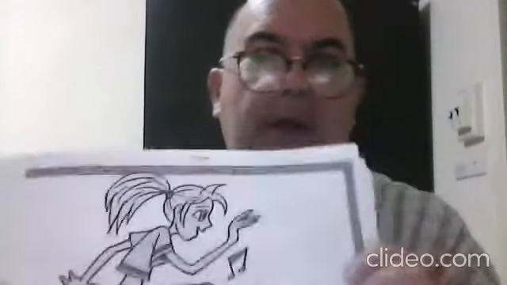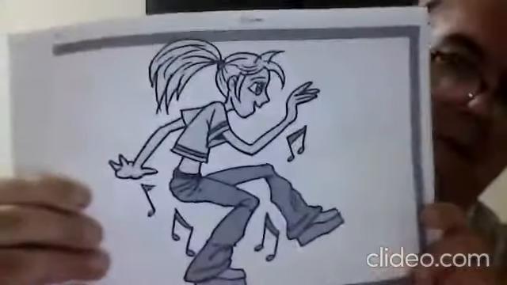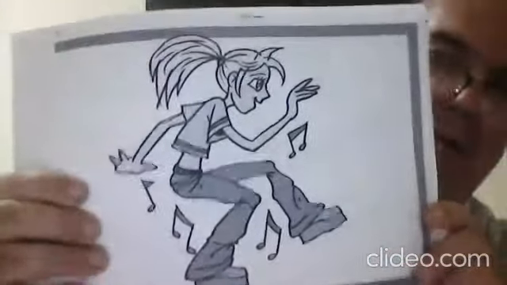Today we're doing verbs, more verbs, more verbs. Action, action, action. Okay. This is dancing. Dancing. Da, da, da, da, dancing. Ooh, dancing.